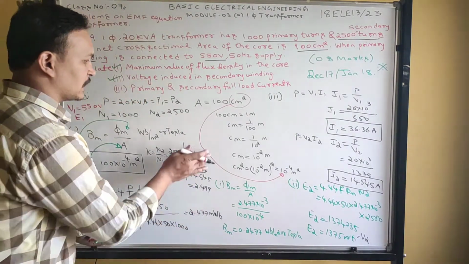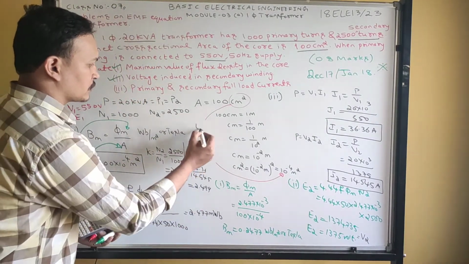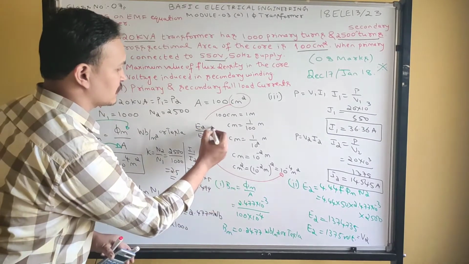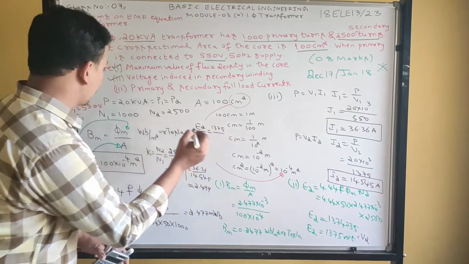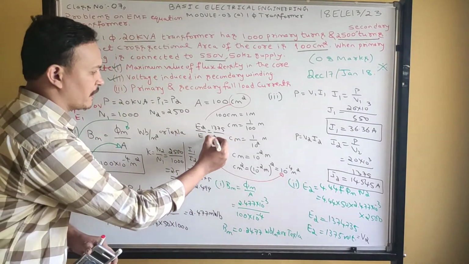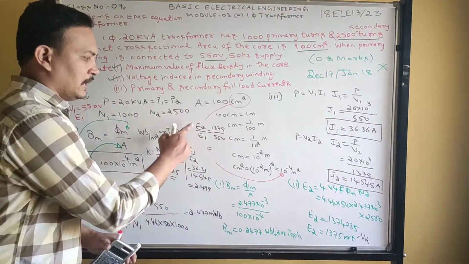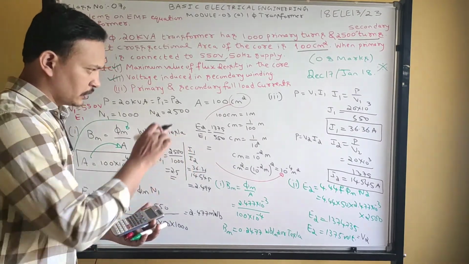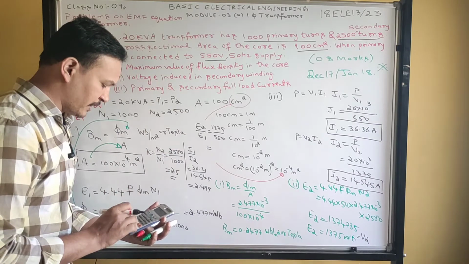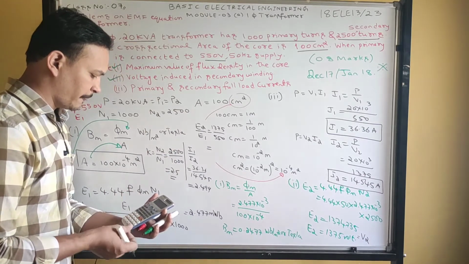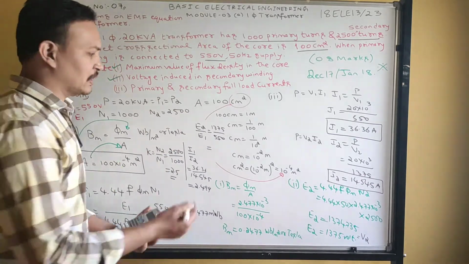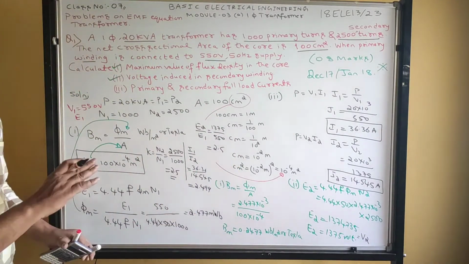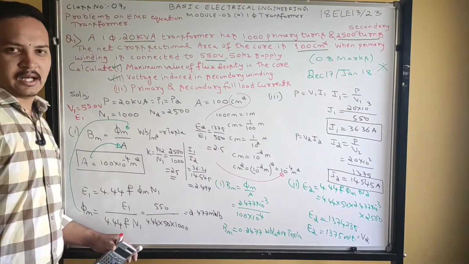Then next, what are the other ratios? E2 by E1. What is the secondary voltage? 1375. What is the primary voltage? 550. Okay, E2 is the same as V2, E1 is the same as V1. So do this ratio also, 1375 divided by 550. Then also I got how much? 2.5. See how the concepts are related.